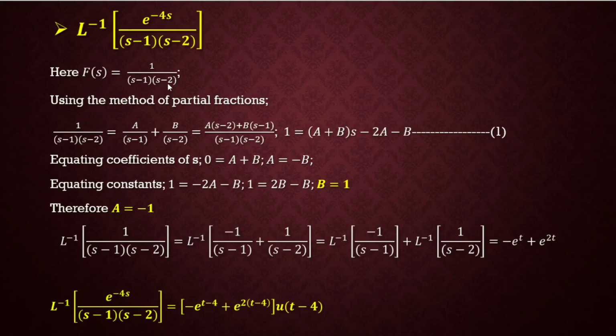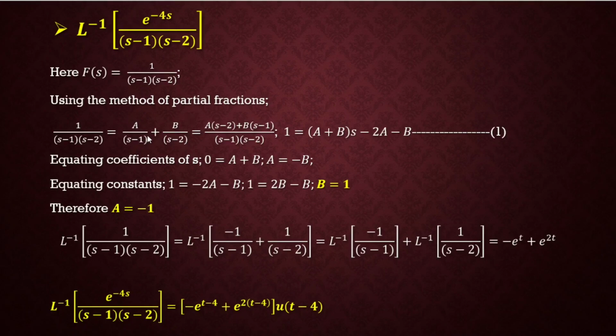So before finding out the inverse Laplace transform of 1 by s minus 1 into s minus 2, we'll have to split this into partial fractions. So for splitting this function into partial fractions, we should understand the factors present in the denominator. Here in the denominator, we have non-repeating linear factors. So partial fraction takes the form a by s minus 1 plus b by s minus 2.